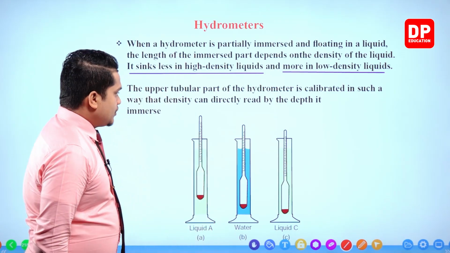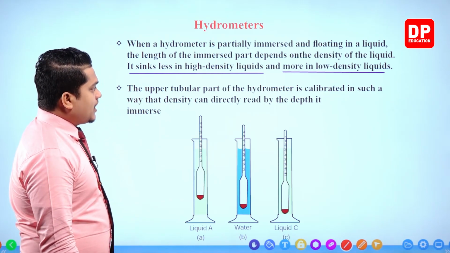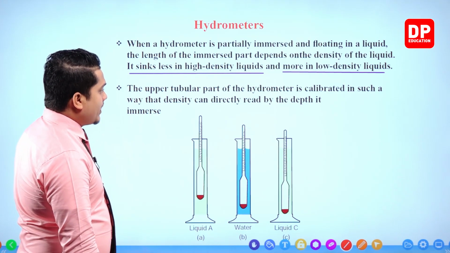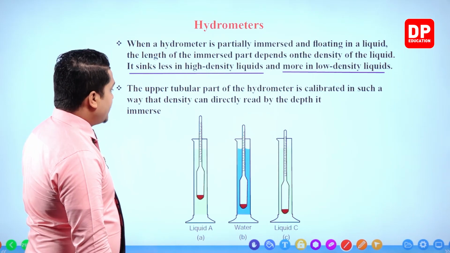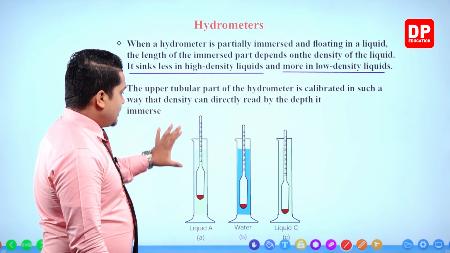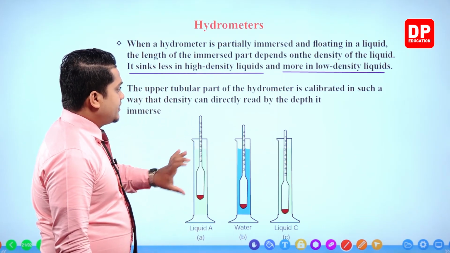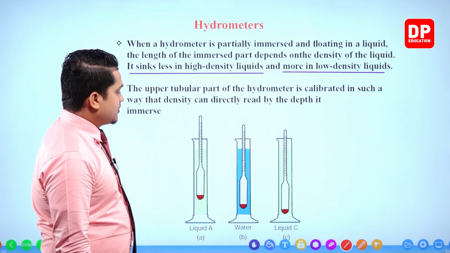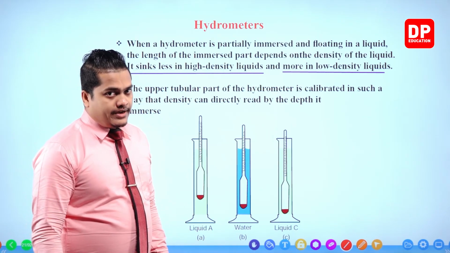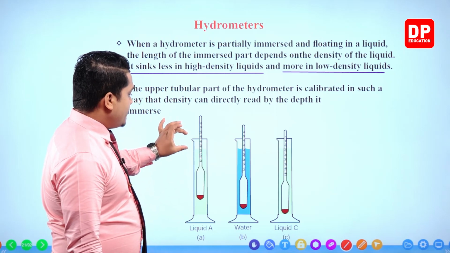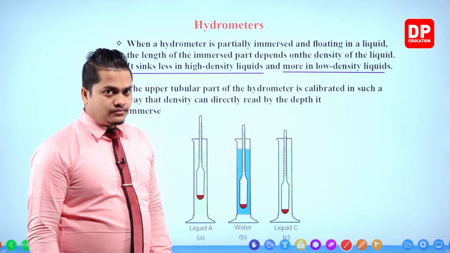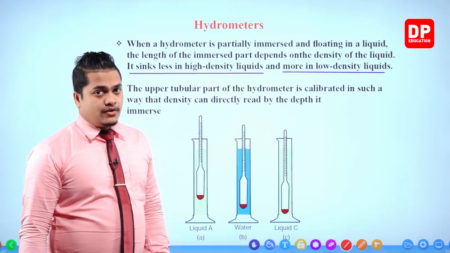Okay. So the upper tabular part of the hydrometer is calibrated in such a way that density can be directly read by the depth it immerses. Okay. So by using the scale on the tabular surface or on the glass sheet like this, you can directly read out the density from the final level of the liquid and the particular scale. Okay, so this is how to measure the density of a liquid.